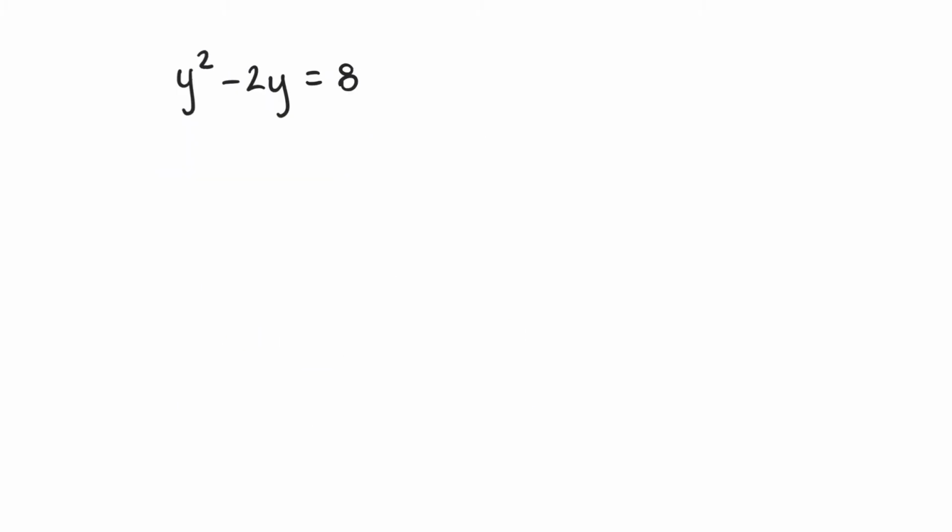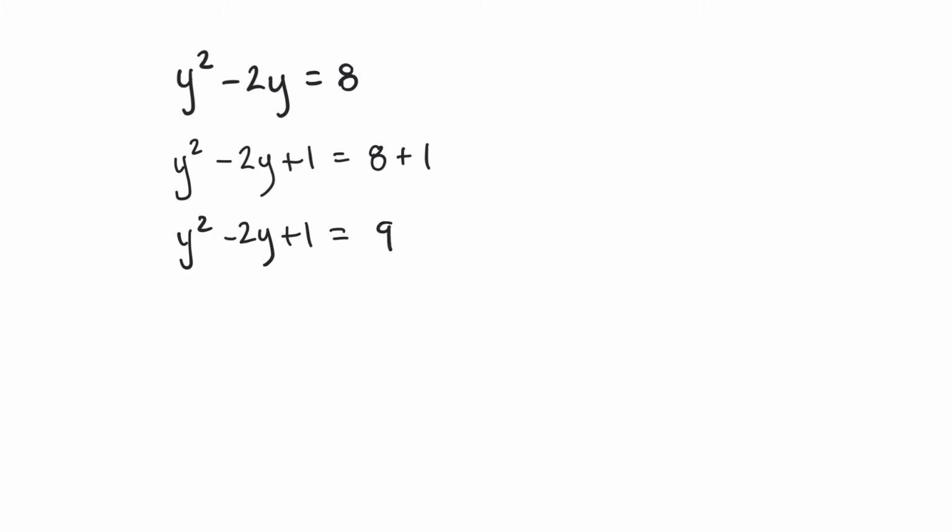Okay, so here's a new equation. We want to solve this quadratic equation by completing the square. So what we'll do is cut this in half, so that would be negative 1. Then we'll square it, which is 1. So we're going to add 1 to both sides. So we get y squared minus 2y plus 1 equals, and then remember we added 1 to the left-hand side of our equation, so we have to add 1 over here as well. So plus 1 like that. So now this is y squared minus 2y plus 1 equals 9.